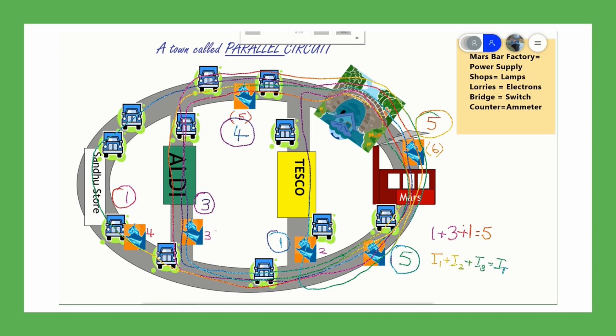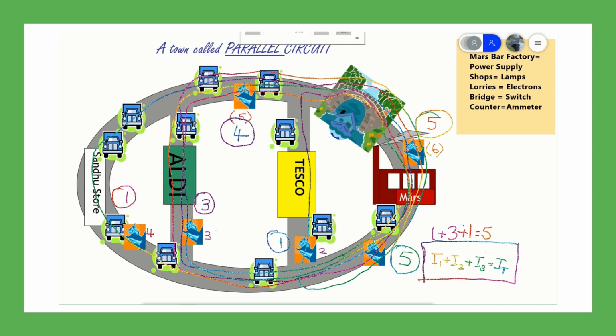But that seems a bit strange, because what about this number 5, this counter number 5? Where does he come in? Or she? Well, if we have a look, counter 5 doesn't count the lorries to Tesco. It does count the lorries to Aldi. And it does count the lorries to Sandu stores. So this counter 5 should count what goes to Aldi, 3, what goes to Sandu stores, 1. 3 plus 1 equals 4. So this seems to be our rule. The current in a parallel circuit adds up to the total.